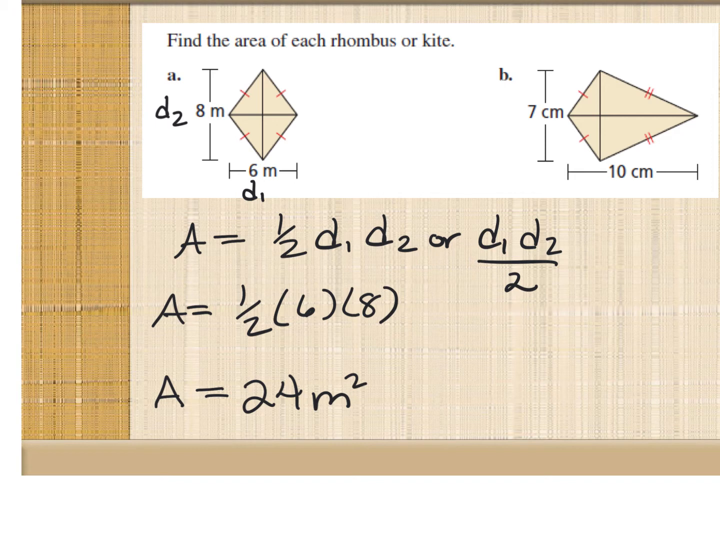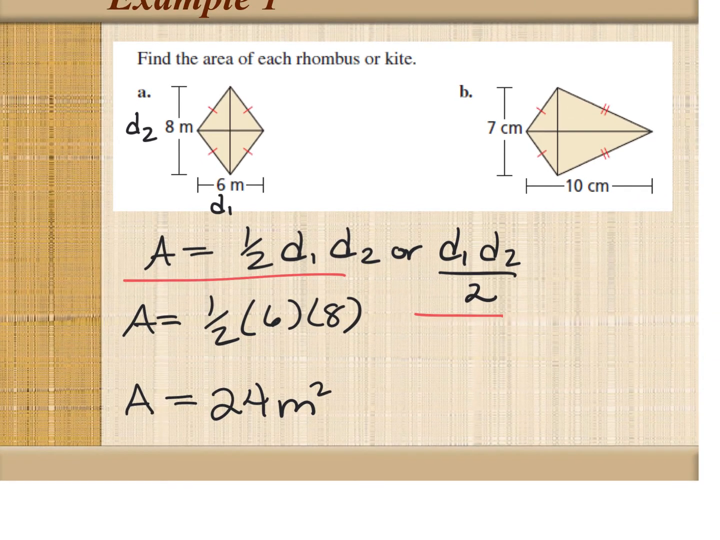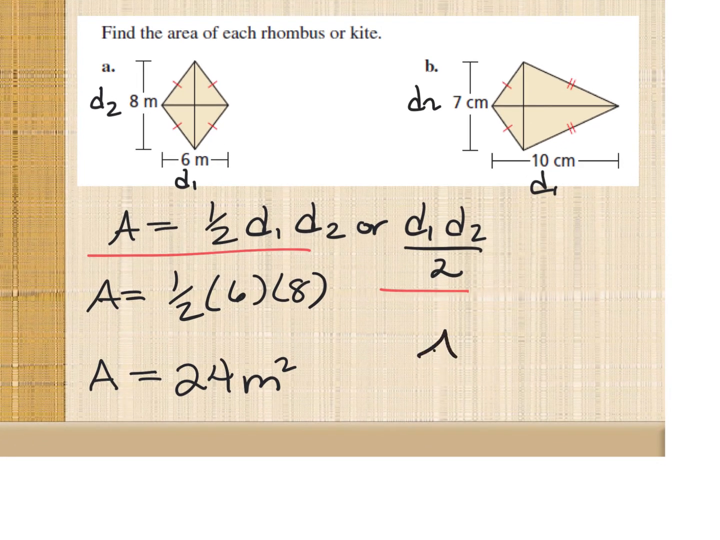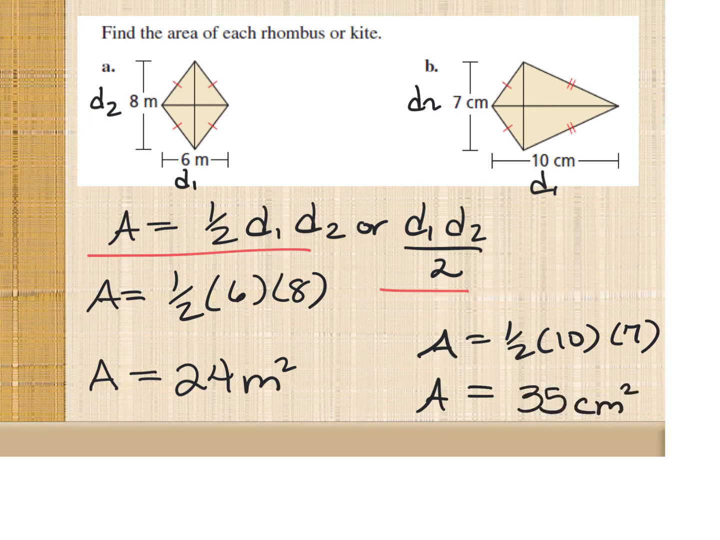The second picture is a kite. However, it's still going to use the same formula. So again, I'm going to label the 10 as my D1 and my D2 will be the 7. And I'm going to plug it into the formula. So 1/2 10 times 7. 1/2 of 10 is 5, and then 5 times 7 is 35. And these were centimeters, so it's centimeters squared. So just another formula that you can use to calculate the area of a rhombus or a kite.